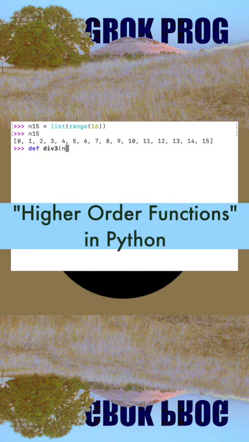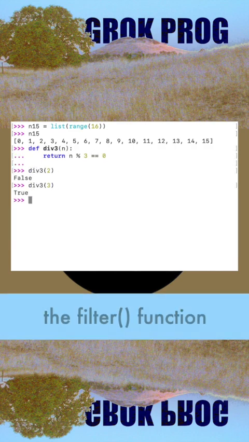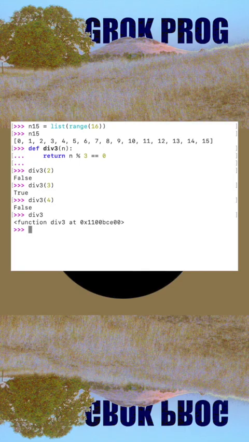This is a short Python function that returns true if a number is divisible by 3 and false otherwise. If you don't include the parentheses after a function, you just have a reference to that function. And this value can be used in various ways. For example, passed to another function.